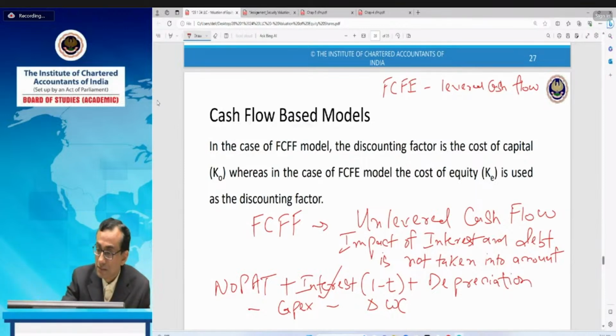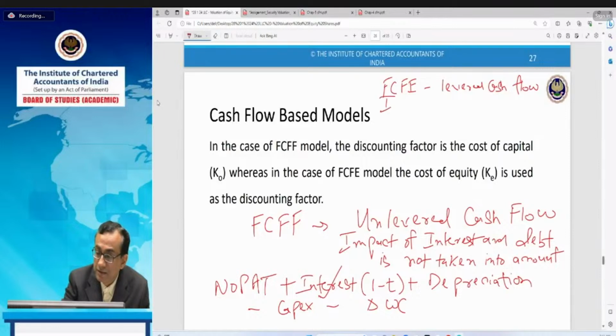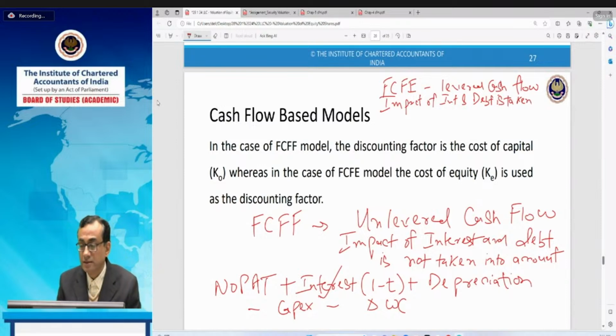Now, how so? FCFE is called the levered cash flow, that is, the impact of debt and interest is taken. Impact of debt and interest is taken.